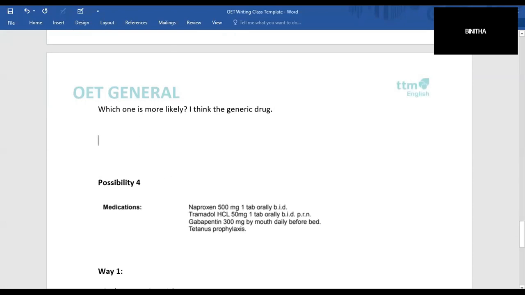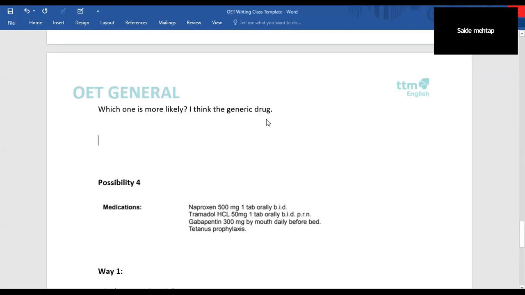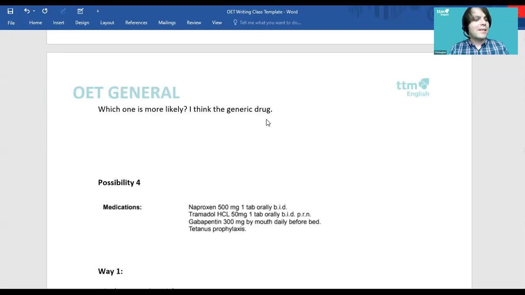Aspirin, generic, trade name. Acetylsalicylic acid. Okay. Salicylic acid is the generic name. Aspirin is the trade name. It's the trade name because the generic drug is salicylic acid. Okay. Well, that makes sense. At least we know for this. So aspirin is a brand.